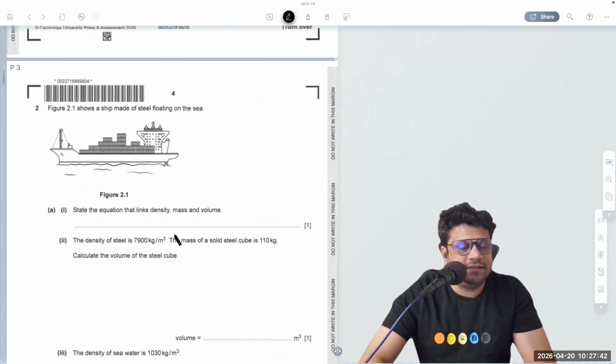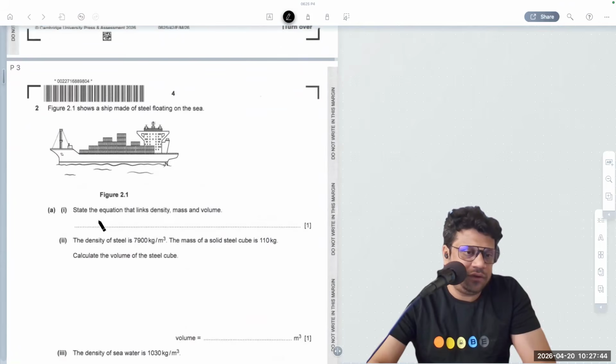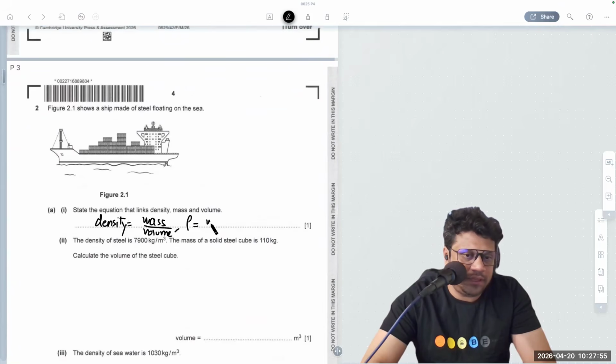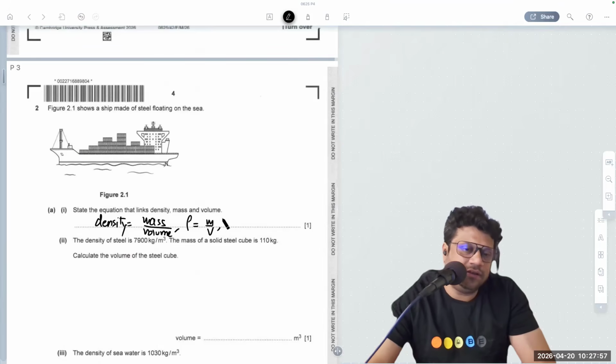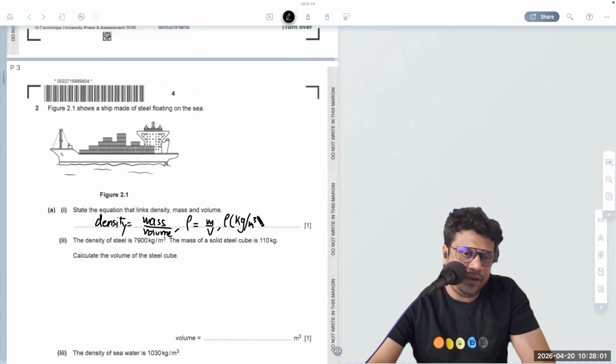State the equation that links density, mass, and volume. So, density is supposed to be mass divided by volume. Rho equals m by v. And just to be sure, we write the units also: kilogram per meter cube. m is in kilograms and v is in meter cube.